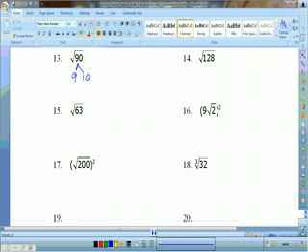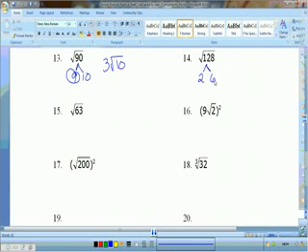So for number 13, we're simplifying the square root of 90. That's 9 times 10. The square root of 9 is 3. So that's 3 square root of 10. For 128, another set of factors would be 2 and 64. And the square root of 64 is 8. So we're left with 8 square root of 2. For 63, that is 9 times 7, and the square root of 9 is 3, so that's 3 square root of 7.